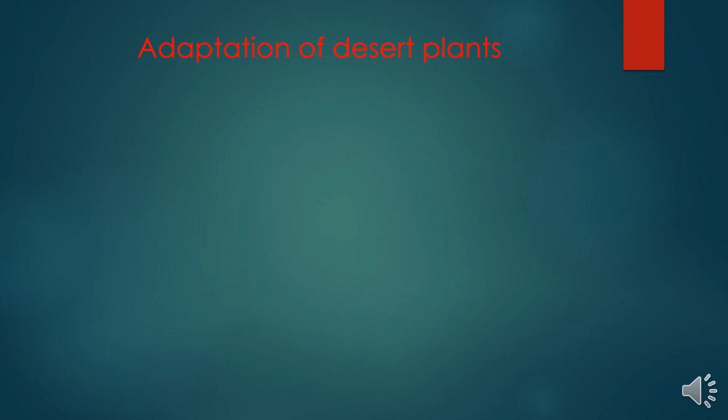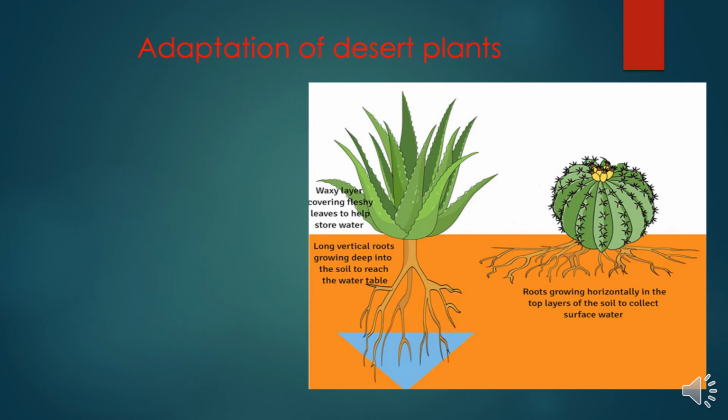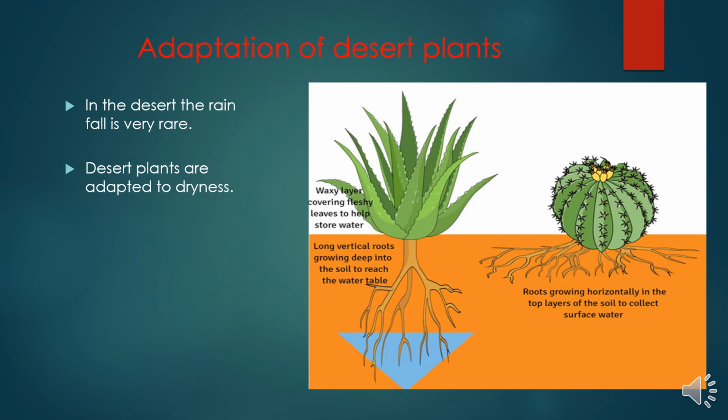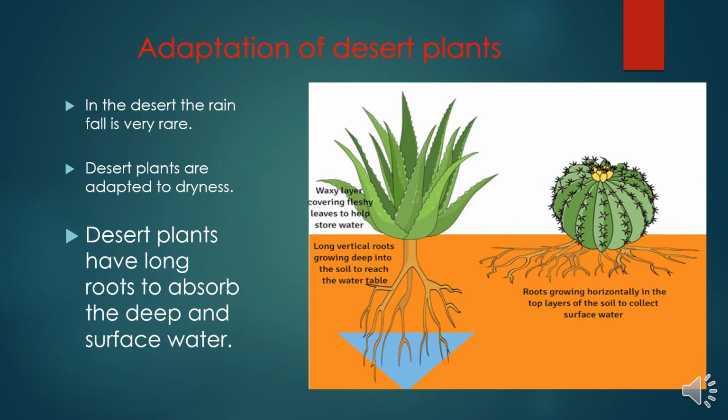Adaptation of desert plants. What are the characteristics of the desert plants that allow them to live in the desert? These are desert plants. First, in the desert, the rainfall is very rare. Desert plants are adapted to dryness. Desert plants have long roots to absorb the deep and surface water.